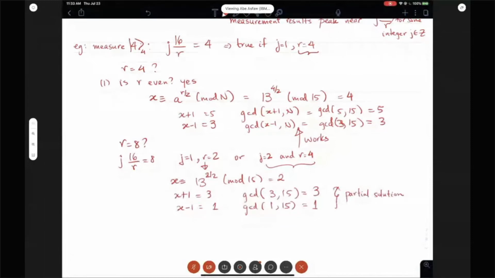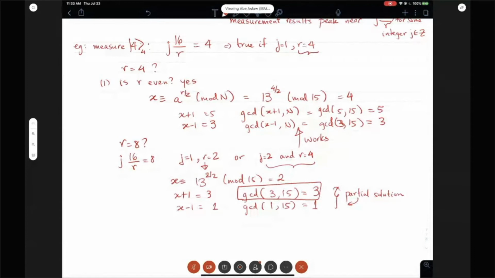This partial solution is exactly what tells you that you can back out at least one of these factors. So you try whether 3 is a number that divides into 15, and once you confirm that, you can take advantage of the answer that you found to find the other factor. So you can do 15 divided by 3 and find 5.